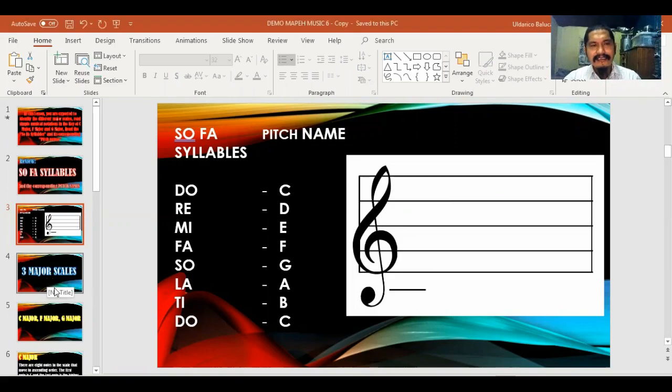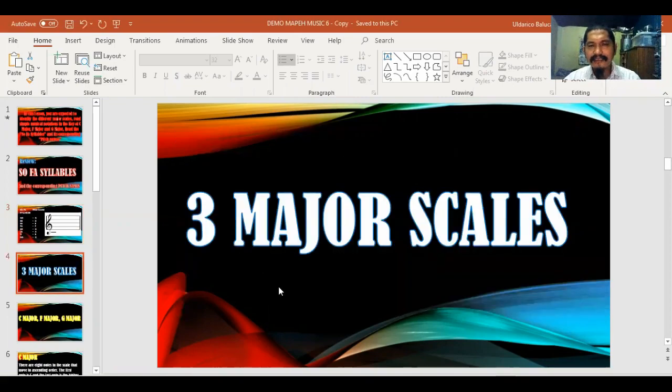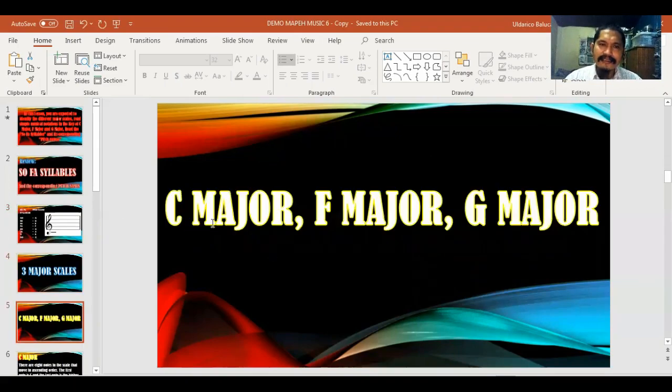So, our lesson today is about three major scales. Okay. What are those three major scales? Those are the C major, the F major, and the G major.